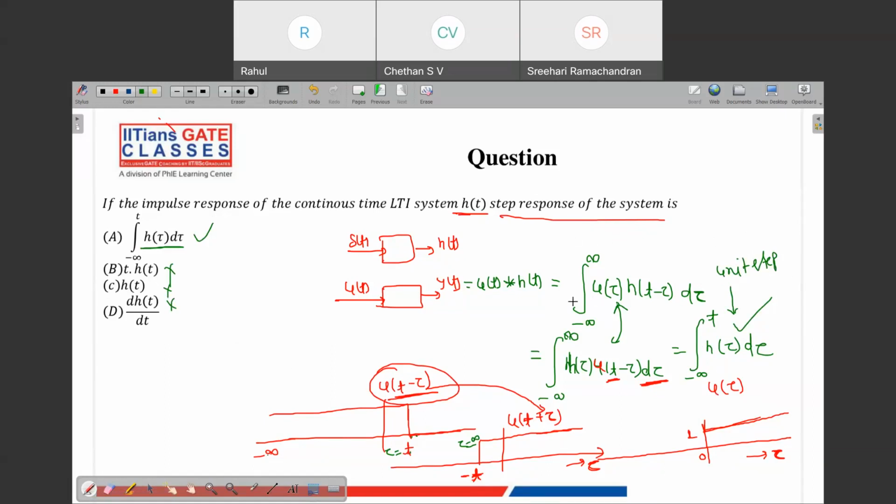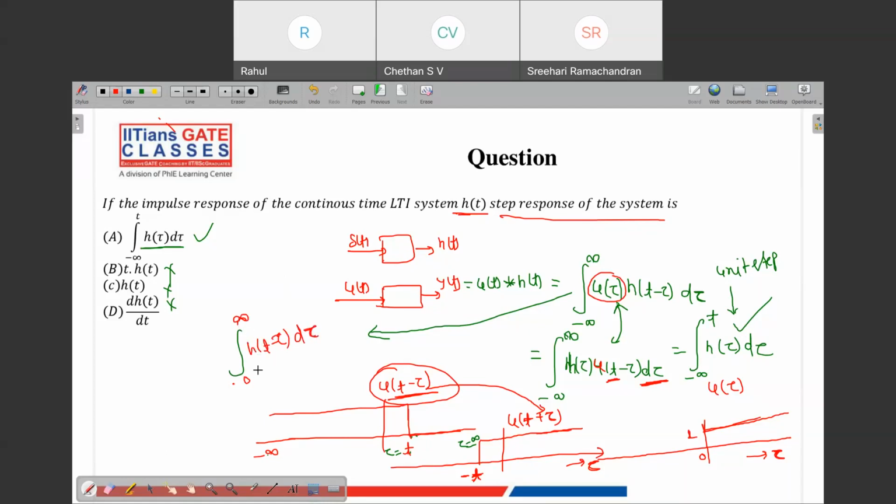And you can solve this through the other expression also. We tried to solve it with the bottom one. You can solve it with the help of the top one also. In the top one, this is simply u of tau. So that means you can write it from 0 to infinity of h of t minus tau d tau, okay?